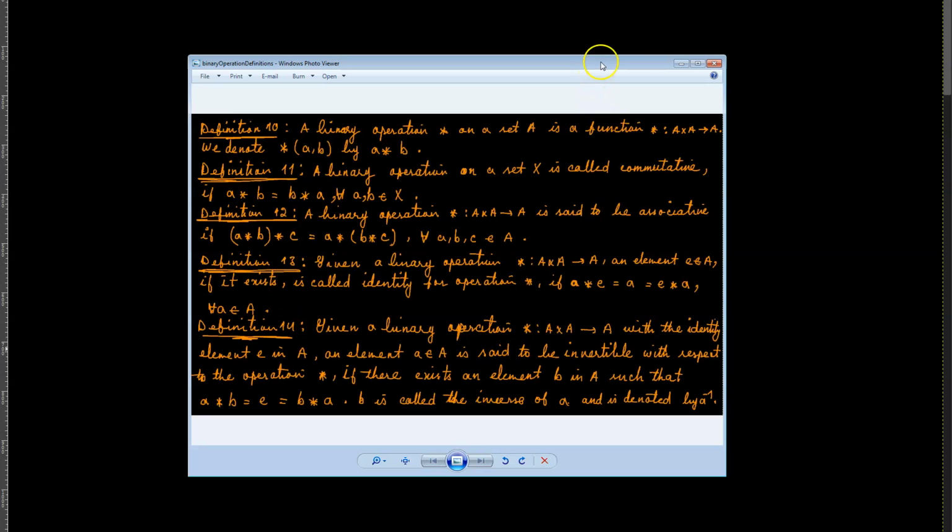So now using this definition, let's go and take a look at example number 9. In example number 9, star is a binary operation defined on the set Q, and the first part of the question is, for example, A star B is equal to A minus B.